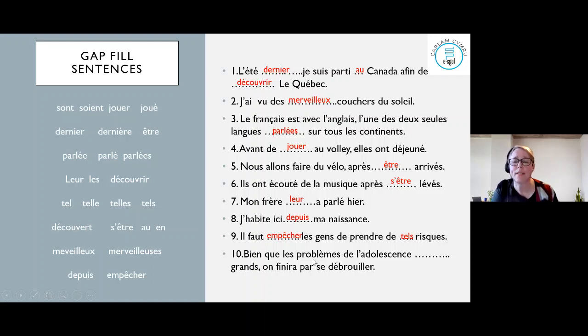And this last one, it's checking that we remember that bien que is followed by the subjunctive. So bien que les problèmes de l'adolescence soient grands, okay. I don't think in this list there are any other subjunctives, so it's going to be that one. Soit grand, on finira par se débrouiller.